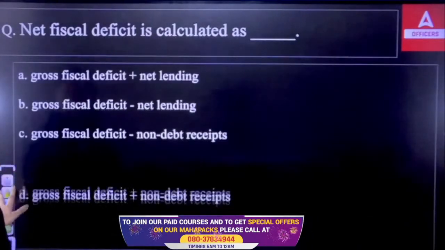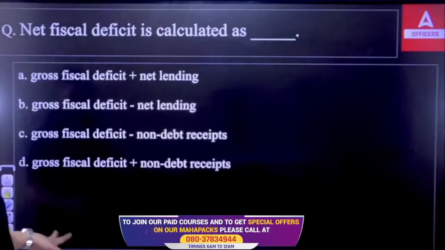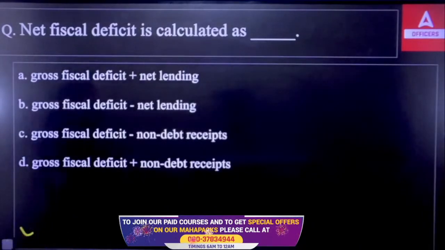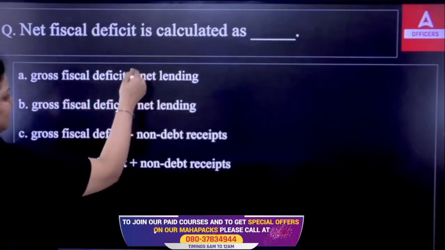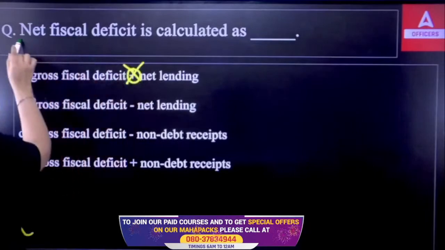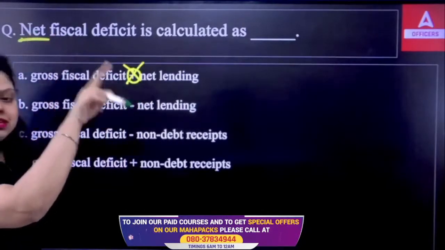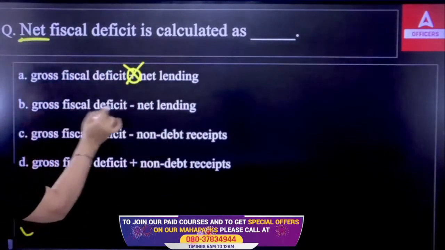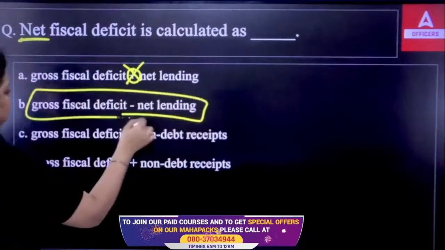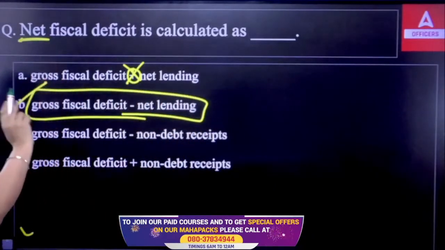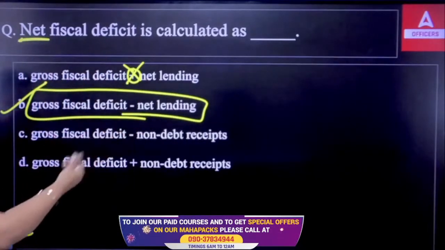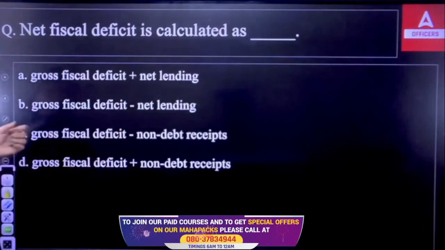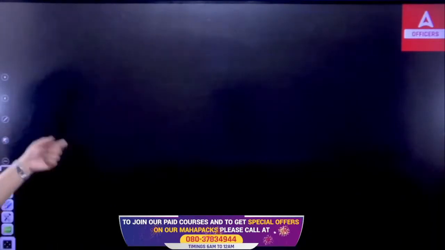Net fiscal deficit is calculated as. So that's what we have discussed till now in this particular session. Which of the following is the correct calculation? The formula it is asking. Gross fiscal deficit plus net lending, you can't plus, you have to calculate the net value. Net means the remaining value you have to calculate. So gross minus net lending, is it true? Yes, it is true. We have just discussed it in the form of difference. The difference between the two is known as net fiscal deficit. So simply gross fiscal deficit minus net lending will be the right option. Okay, right answer will be B.